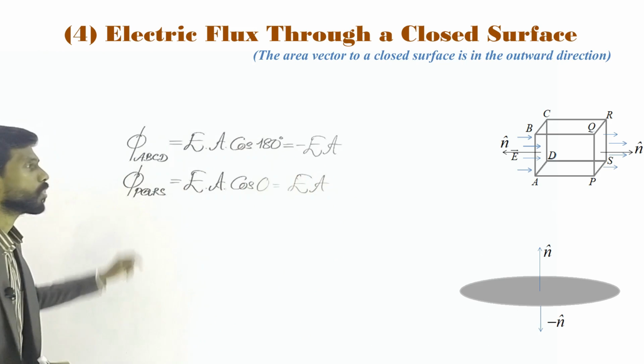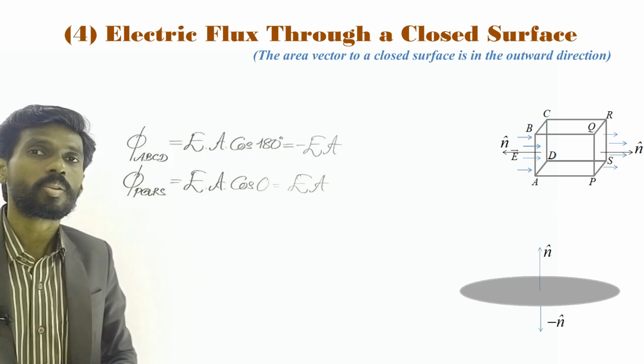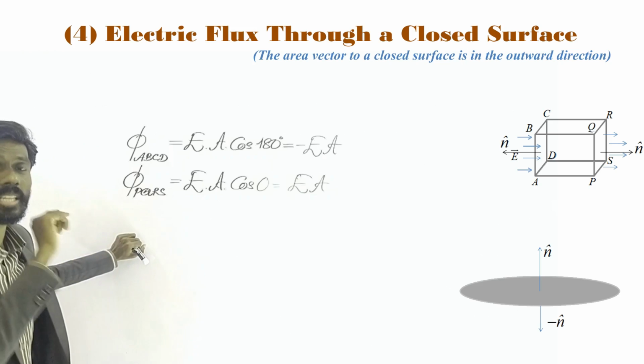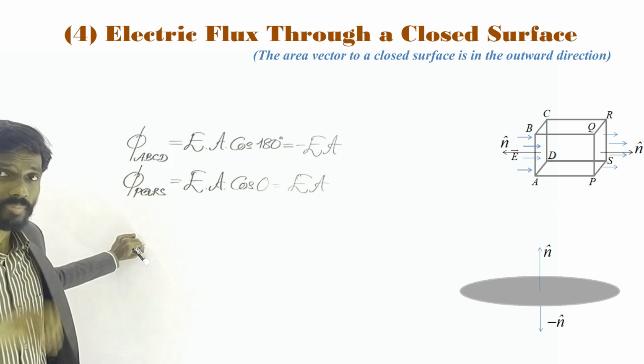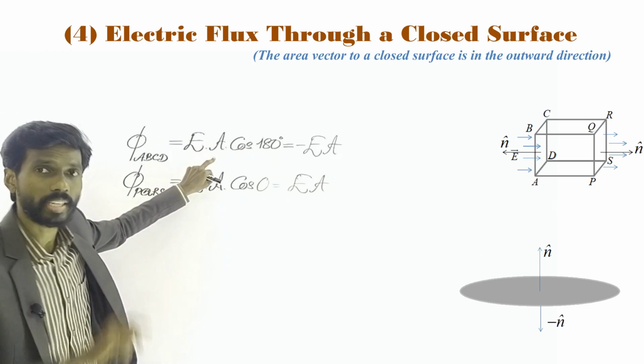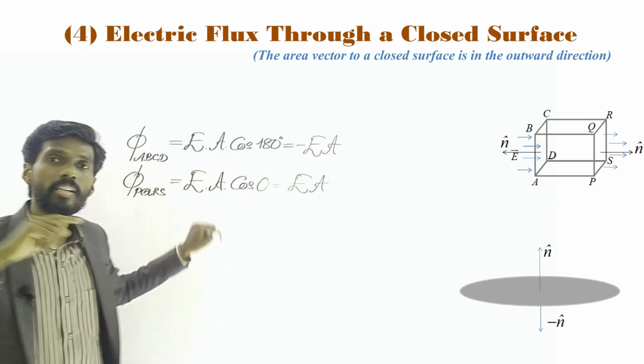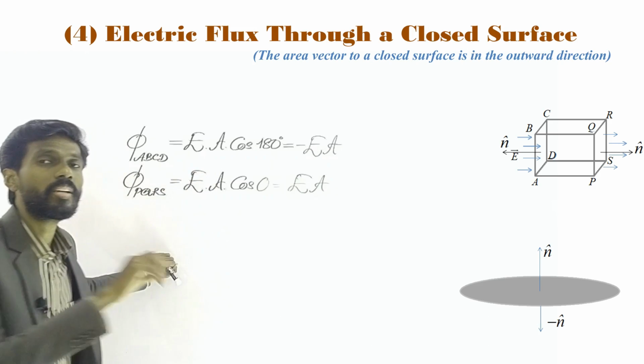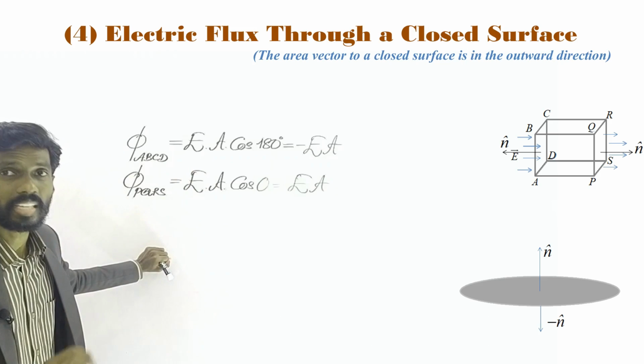Done. So we understand that an incoming electric flux is always negative. Understand? Incoming means the electric field enters the surface. In that case, the electric flux is negative.